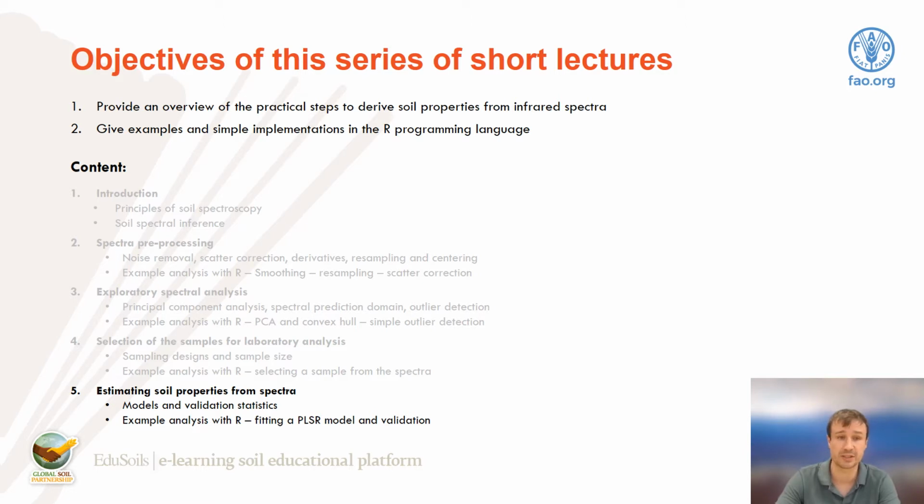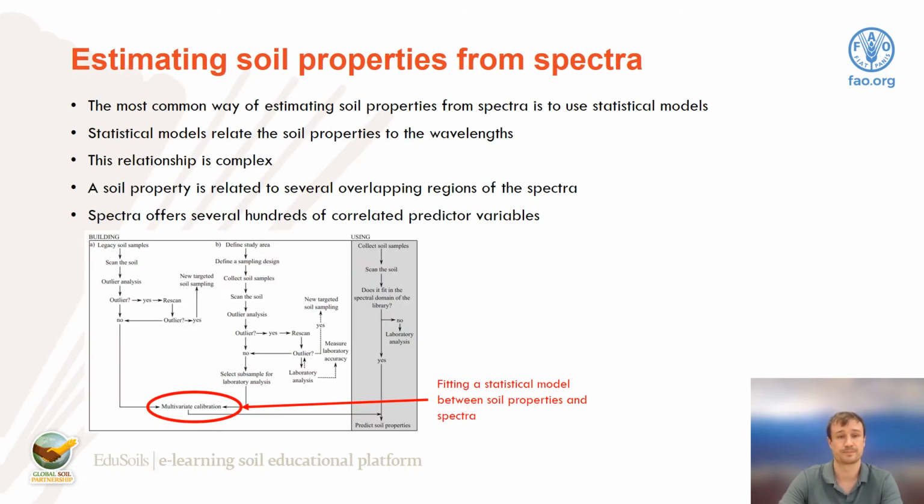And this current section is about estimating soil properties from spectra, where I will show you how to select a regression model and fit this model on your spectral data. I will also show you how to evaluate your model using prediction validation statistics. And this will be the last course of this series of short lectures. So the question we are answering in this short lecture is how to estimate soil properties from spectra.